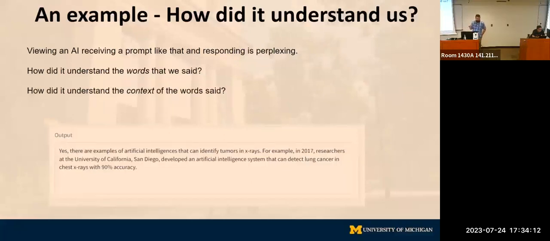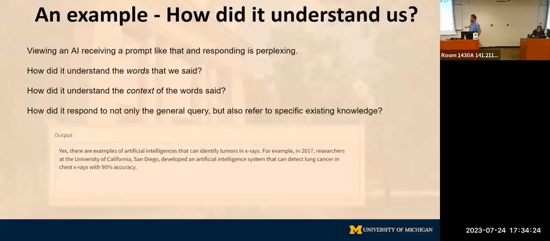How did it understand the context of the words said? That is really hard to understand, how an AI can do that. That's the thing that perplexes me most. Even though I have a pretty good understanding of the underlying mechanisms, it still feels so strange to me to this day. And how did it respond to not only the general query, but also to specific existing knowledge? It probably didn't hallucinate, which means making up an answer and lying, right? Because in the end, these LLMs are made to just make it sound like they're responding correctly. They do what sounds like a good answer. And that often means that they lie, because sometimes a lie sounds right. The answer it gave sounded correct. So that's called hallucinating. So how did it not only respond to that, but also refer to specific existing knowledge, assuming that it's correct?